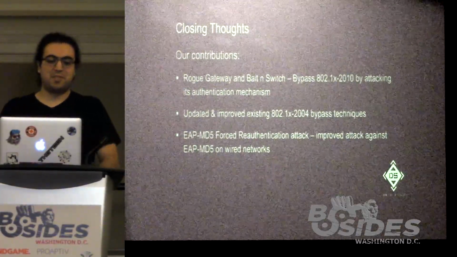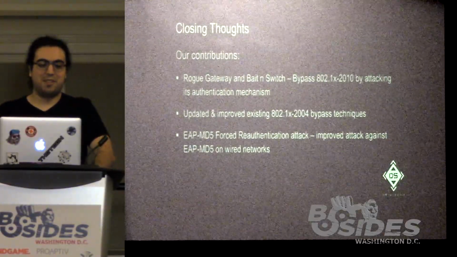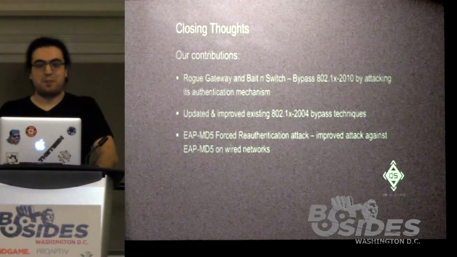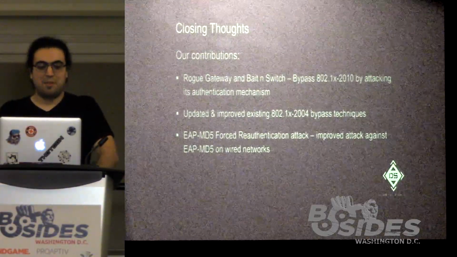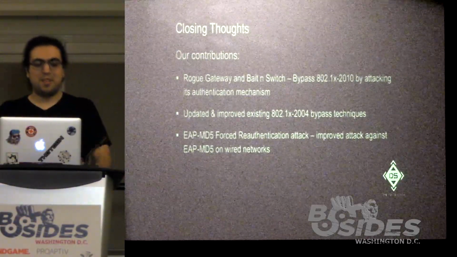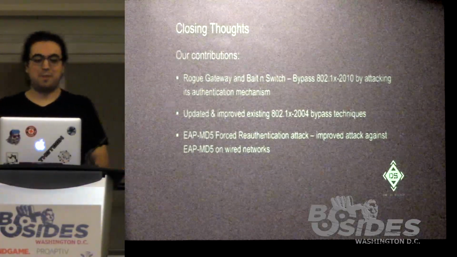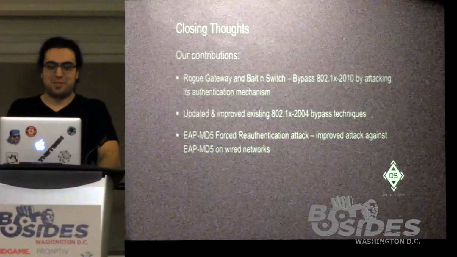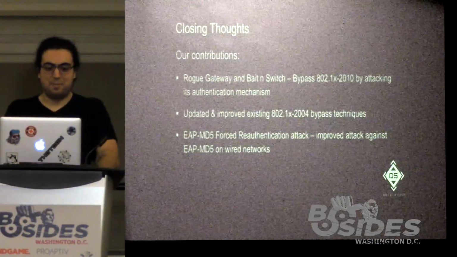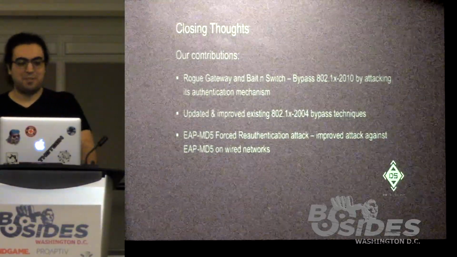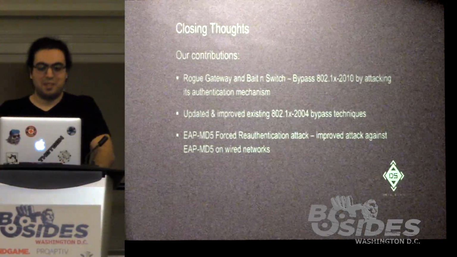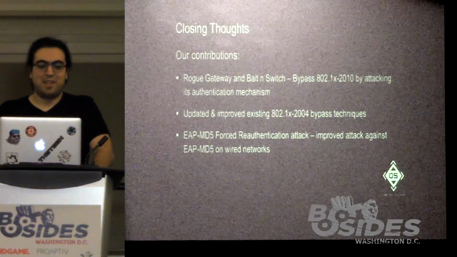rogue gateway attack, which can be used to bypass 802.1x-2010 by attacking its authentication mechanism. In cases where weak EAP methods are used, we've updated and improved the existing 802.1x-2004 bypass techniques, made them a lot easier to use, and bundled them into a pretty easy to use Python tool. So, less monkeying around with bash scripts, and you can just run it and it works, which is great for red teaming scenarios.